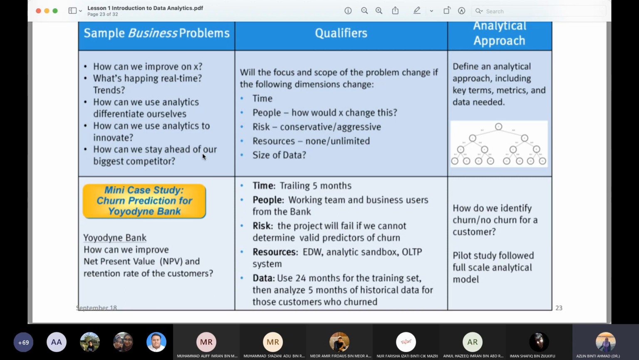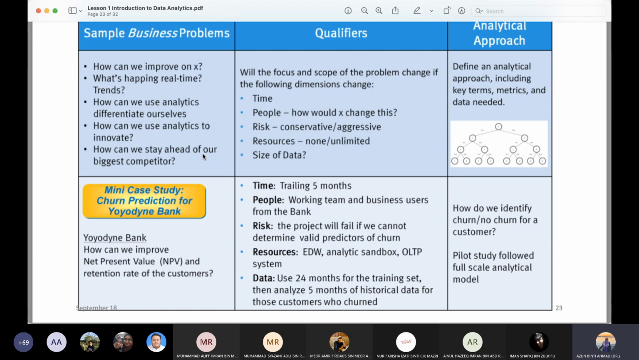Apa yang you buat, dia mesti ada risk kan. So risk assessment tu kena ada dalam you punya project. And then resources, where you will get all the resources: EDW, Analytics Sandbox, OLTP systems, and many more lah. Okay, we have lots of resources nowadays.